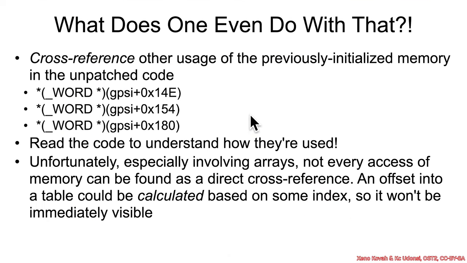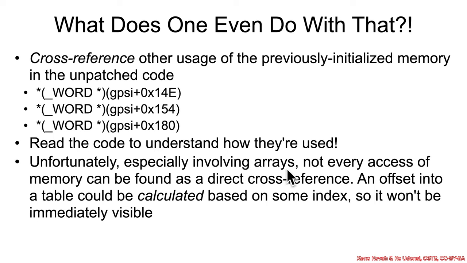So what would an attacker even do with that? They know that some particular value is now initialized that wasn't before, so how do they find where the actual core bug is? Well, what you would do is cross-reference the usage of these values in the unpatched code. You'd go looking for where the code uses gpsi 14E, 154, and 180, to find that there was some usage somewhere else that in the old code would have been uninitialized, and now that's theoretically fixed. And then, of course, you just have to read a bunch of the code. That's what reverse engineering is all about. And while cross-references are a staple tool of the reverse engineer, unfortunately, they can't necessarily guarantee that a particular memory access will appear directly in the assembly code as a cross-reference to that exact address.